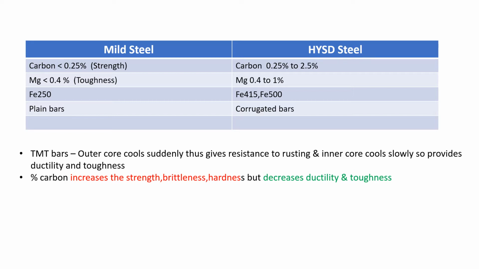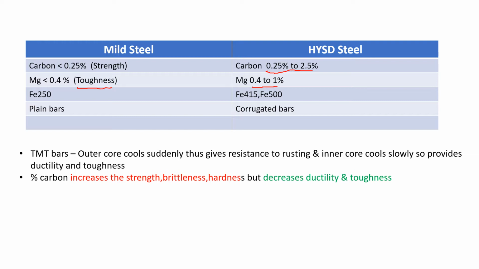So let us see first. Carbon content varies from 0.25 to 2.5%. And second is the manganese content. Manganese is also a very important property regarding steel because steel is an alloy. So manganese content is also less in mild steel. For HYSD steel it varies from 0.2 to 1%. For mild steel it is less than or equal to 0.4%.